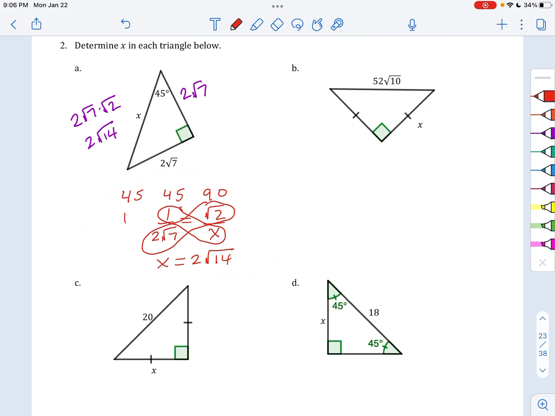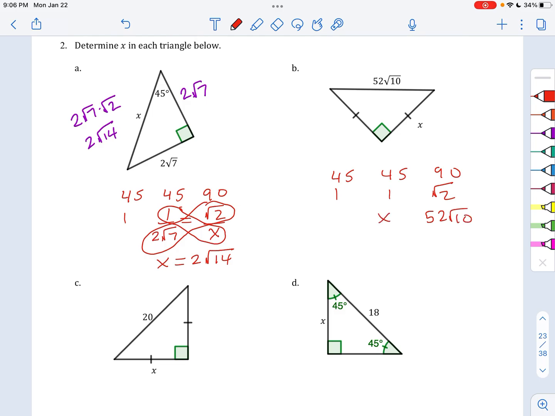Okay, so I'm going to show you that method again here with this one, because you might be looking at this saying, I don't know how to work backwards and get to this spot. So if that's the case, let's go ahead and just set up our ratios. 45, 45, 90. Across from the 90, we have our ratios, 1, 1, root 2. Across from our 90 is 52 root 10.